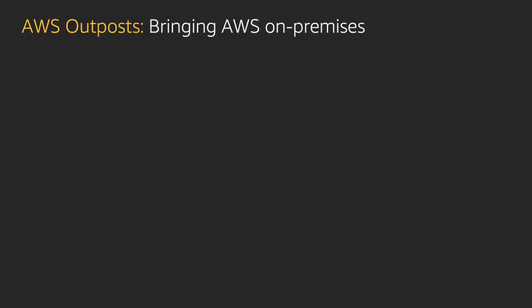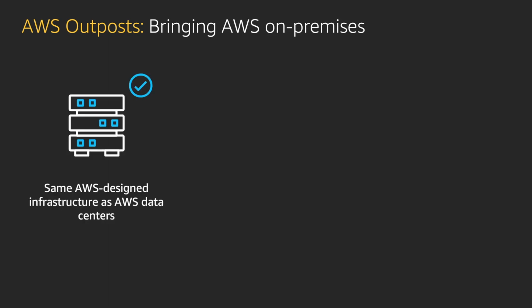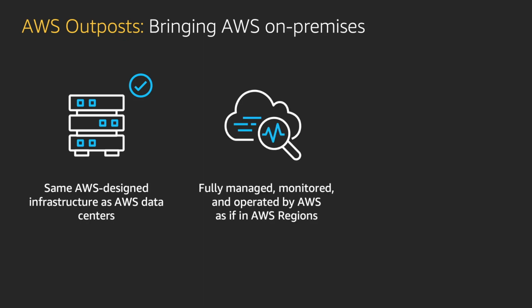So firstly, AWS Outposts is where AWS is bringing the technology that we've built in our regional data centers to you, to your data centers, to your on-premises. So we're using the same AWS designed infrastructure as an AWS data center, but you can now buy that infrastructure in the form of a rack or multiple racks as an AWS Outpost and deploy that on premises.